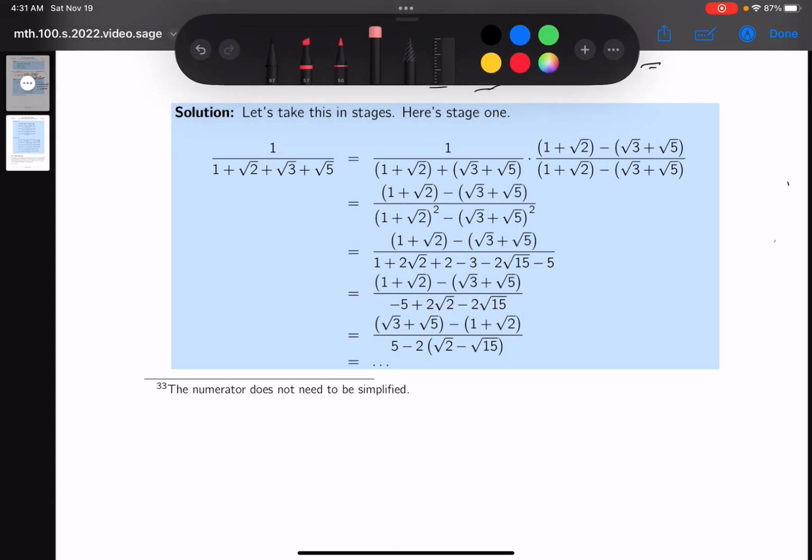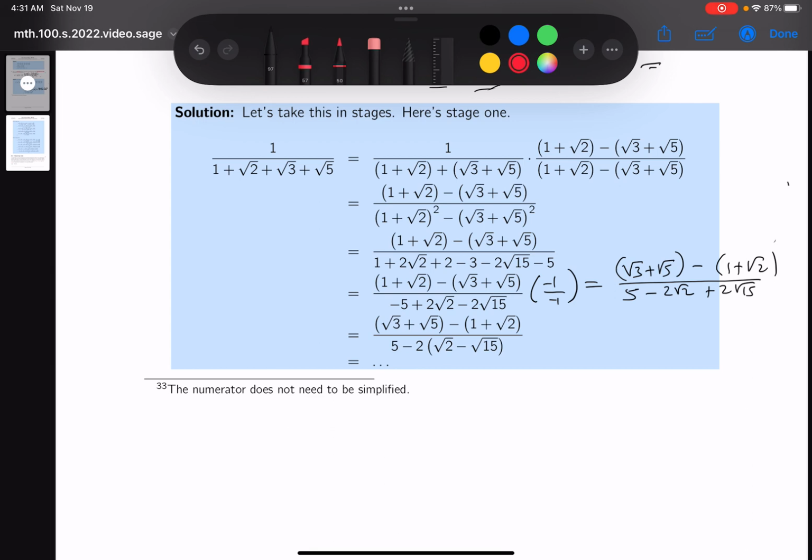I multiply the top and the bottom, whoops, by minus 1. If you multiply the bottom by minus 1, what would you get? Let's be careful. You get 5 minus 2 root 2 plus 2 root 15. Now, of course, if you multiply the top by that, what happens over here, you would get root 3 plus root 5 minus 1 plus root 2. All right? Let me show you where that's written.